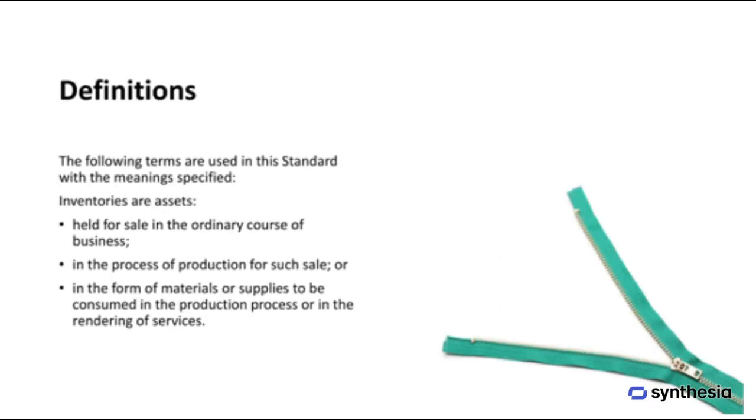In the context of this standard, inventories are defined as assets that a business holds for specific purposes. These include items that are intended to be sold during the normal course of business, goods that are currently being produced for future sale, and materials or supplies that will be used in the production of goods or in the delivery of services. This definition helps clarify what types of assets fall under the scope of inventory accounting and ensures a consistent understanding across different industries.